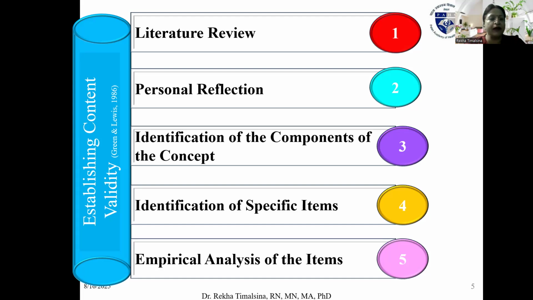This is followed by the identification of specific items that will represent each component within the instruments. Finally, the process concludes with empirical analysis of items, where these items are tested and refined based on evidence to ensure they truly measure what they are intended to measure.